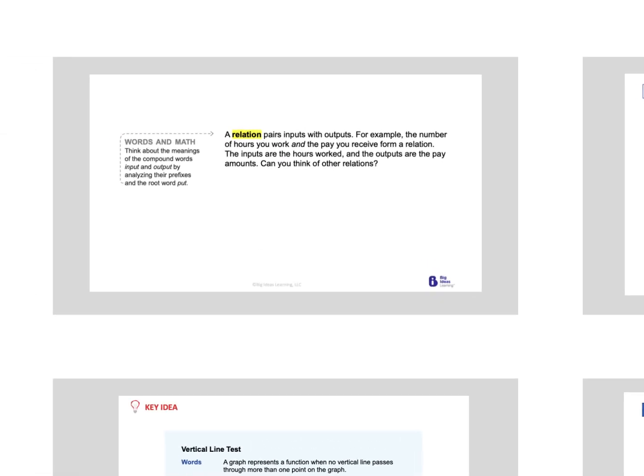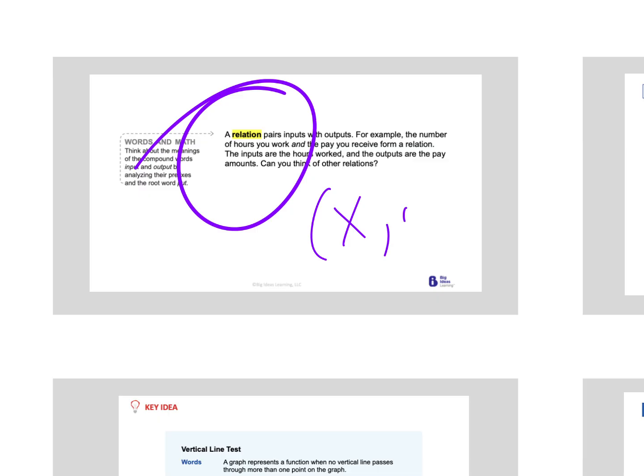And we've been talking about daily functions, so you're already familiar with them a little bit, but they start as relations, which you already know. A relation is a pair. In fact, that's your first blank. A relation is a pair of inputs with outputs, the input being the x, the output being the y.